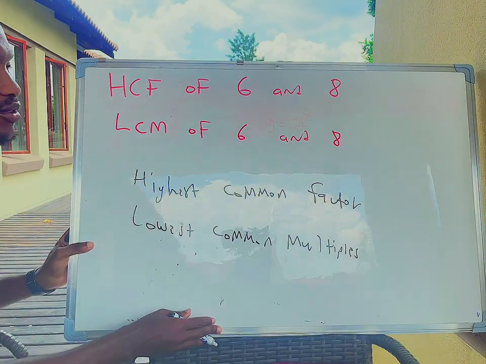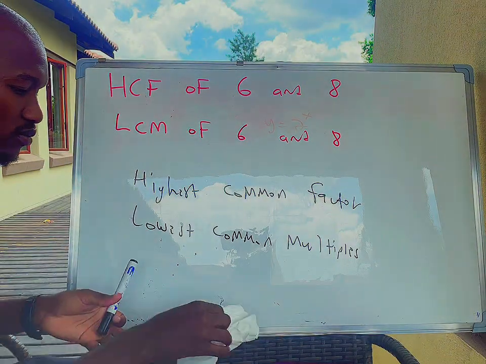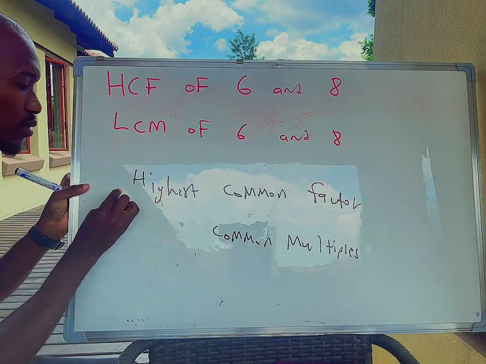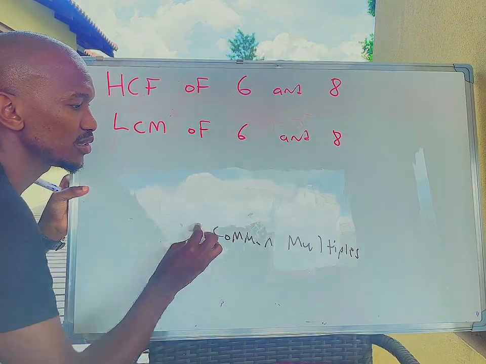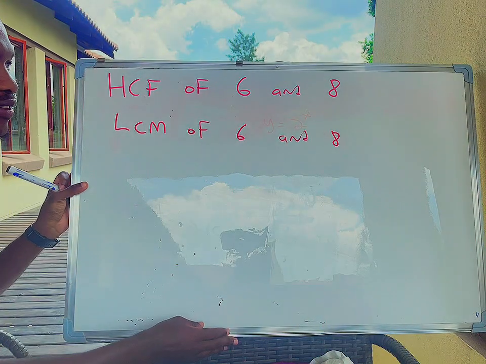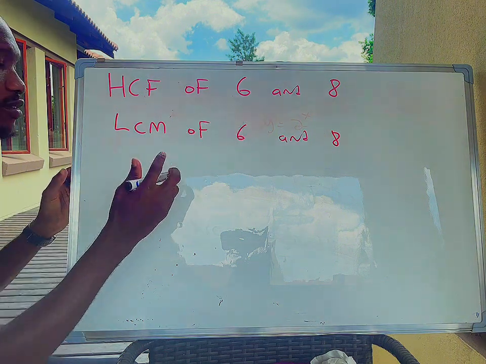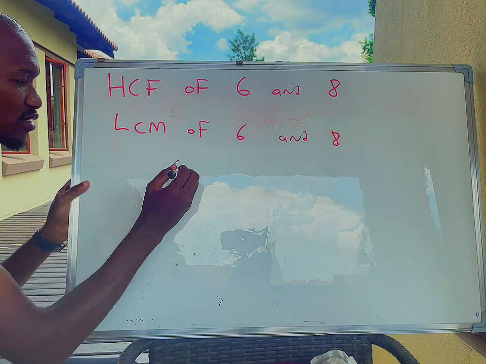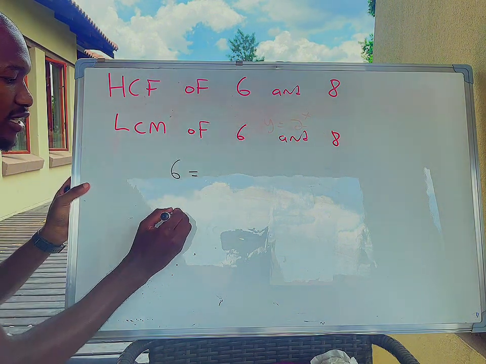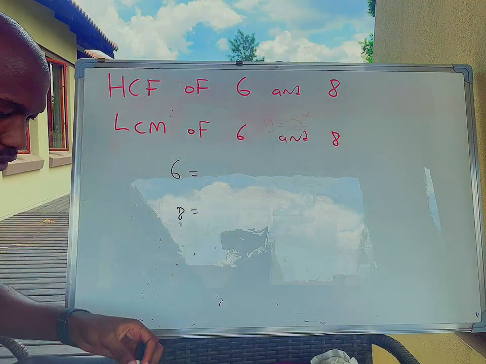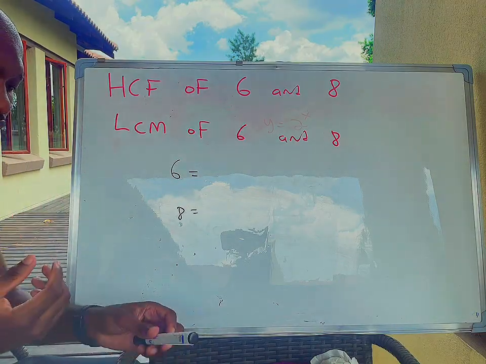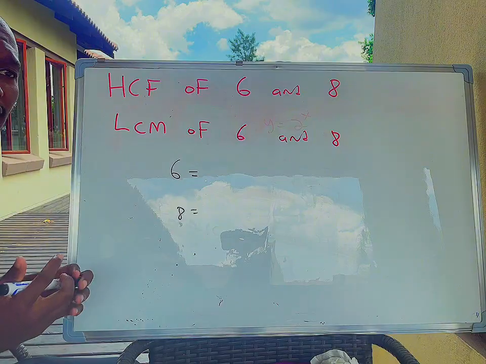All right, now check this one out. Let's start with finding the highest common factor between 6 and 8. That is the first question that we have there. Now, this is what you gotta do. You have to say 6 and 8. So you need to find the factors of 6. What are the factors of 6? Write all the factors of 6 that you guys know.